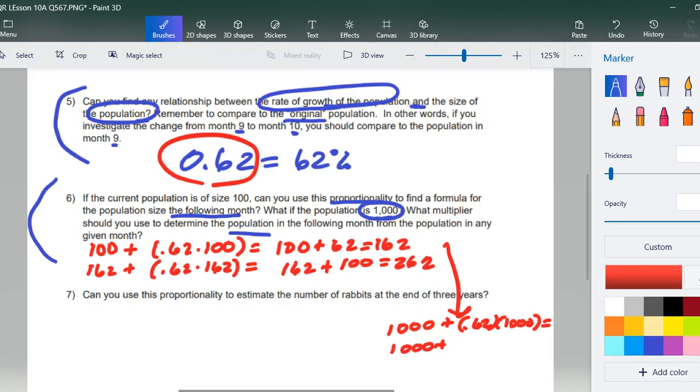We would get our 1,000 plus 620, or 1,620. And we could keep going and going and going. So there's got to be a shortcut. And I remember a lady showed me one time how she calculates tax.